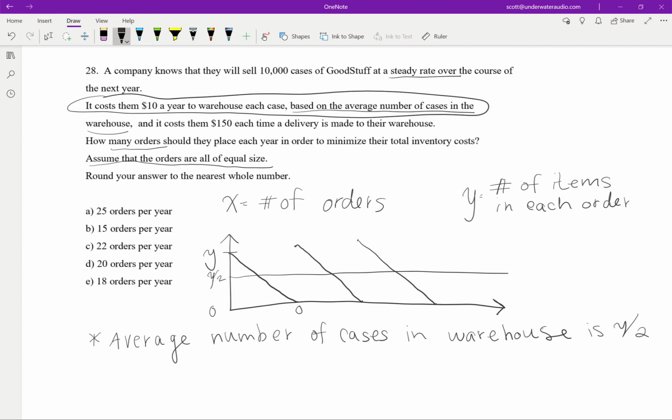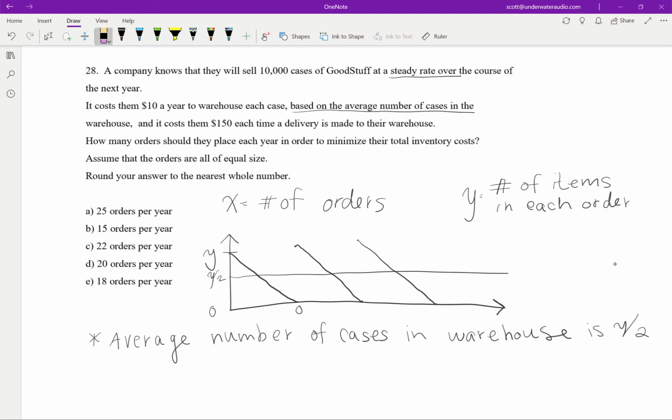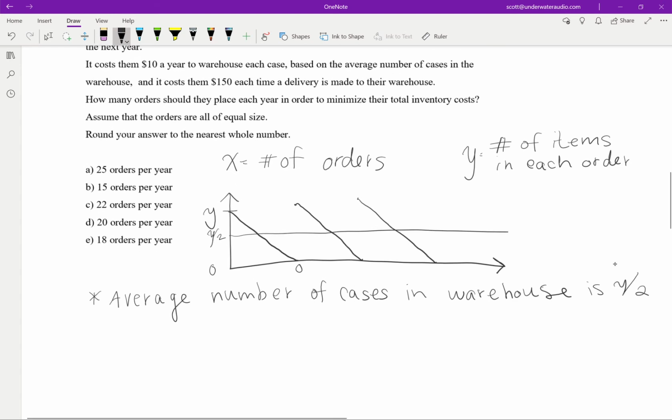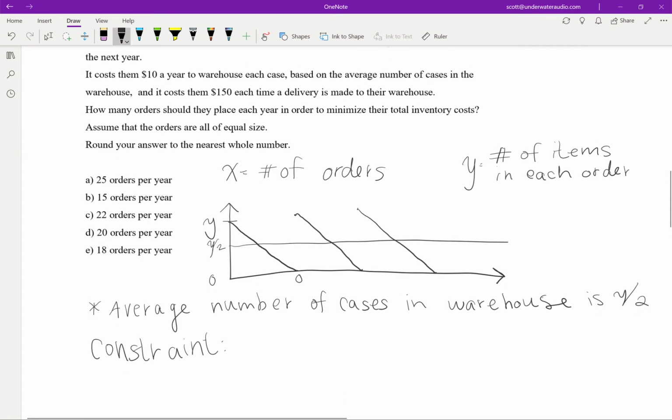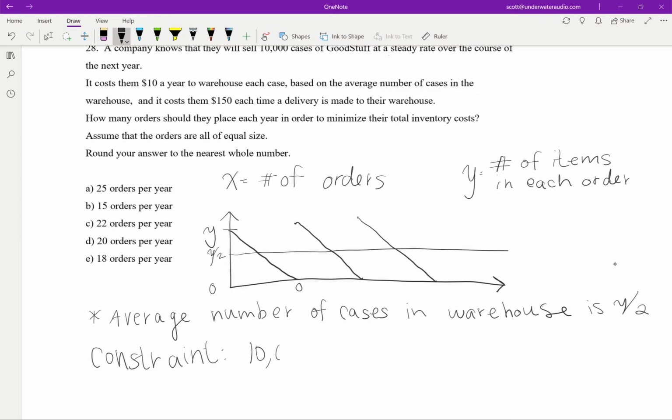Okay, so let's read the problem one more time and see if we can pick up more about what we're supposed to be doing. A company knows they will sell 10,000 cases of good stuff at a steady rate over the course of the next year. So actually that is helpful. What we know is that the constraint is 10,000 cases. Not more, not less.